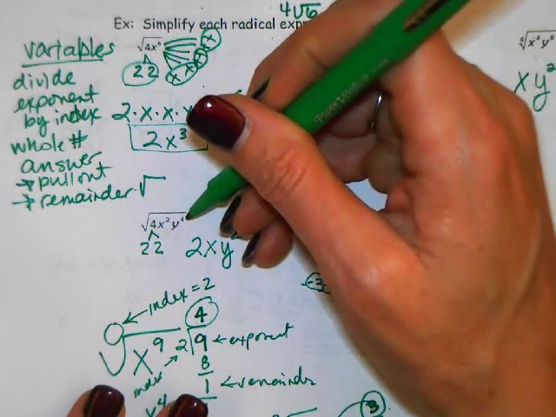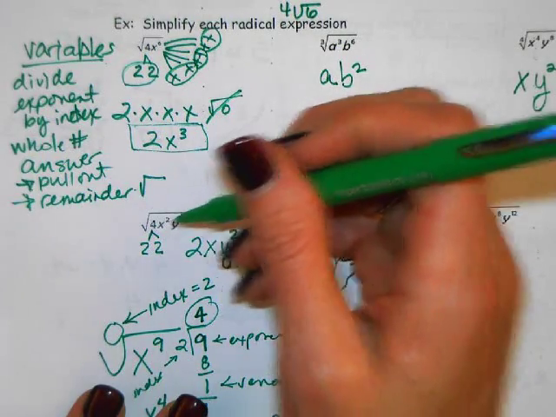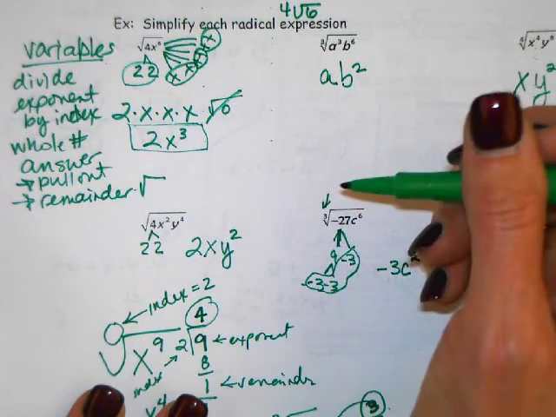I have y to the 4th. I take 4 divided by 2, and so that's 2. So I can bring out 2y, so that's y squared. And that cancels everything. I don't have anything else underneath the radical sign.